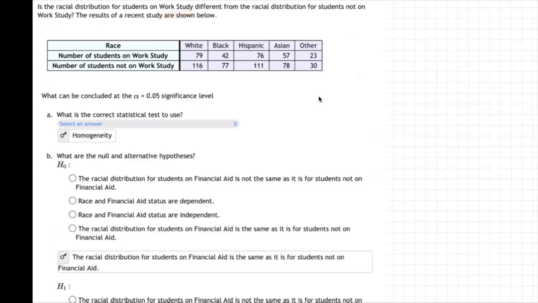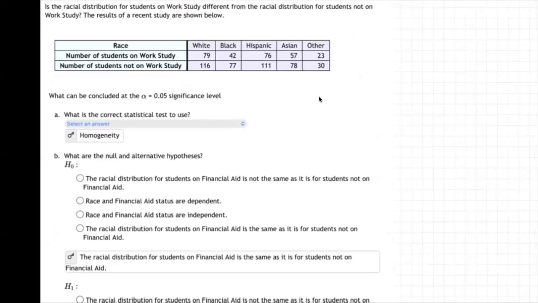So here's what's going on. Basically, we're wondering, is there a certain kind of racial makeup for students on work study that's just different than students who do not get work study? Like are there more whites or blacks? Here's whites, blacks, Hispanics, Asians, or others, right? Are they kind of the same, or are certain groups getting more financial aid than other groups? Is there differences? What's the deal? So how do we figure that out?